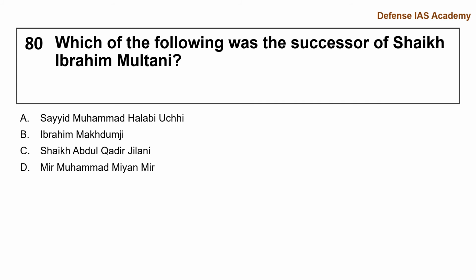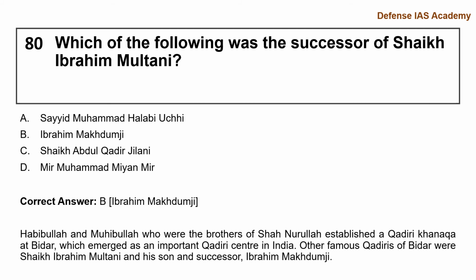Question number 80. Which of the following was the successor of Sheikh Ibrahim Multani? The correct answer is option B, Ibrahim Muqtamji. Habibullah and Muhibullah, who were the brothers of Shah Nurullah, established a Qadri Kanaka at Bidar, which emerged as an important Qadri center in India. Other famous Qadris of Bidar were Sheikh Ibrahim Multani and his son and successor Ibrahim Muqtamji.